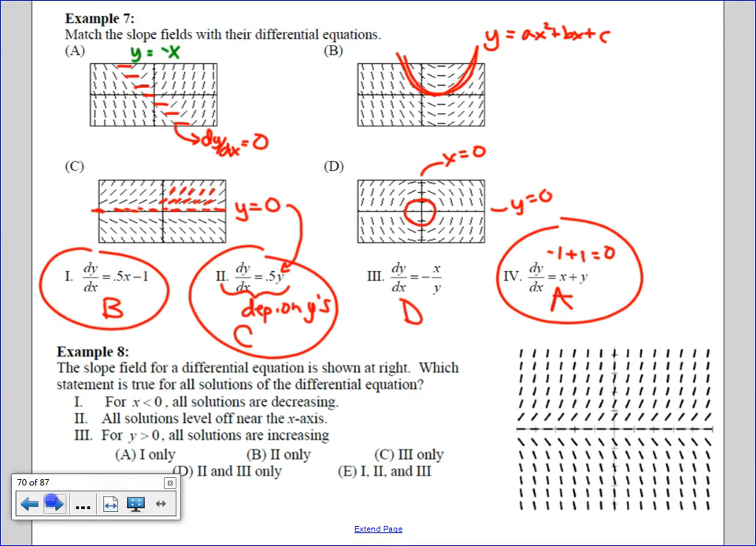Draw your circle and say, hey, where are my horizontals? Oh, there they are. Where are my verticals? Oh, there they are, right? So when y equals 0, undefined. When x equals 0, horizontal. Good. Nicely done.